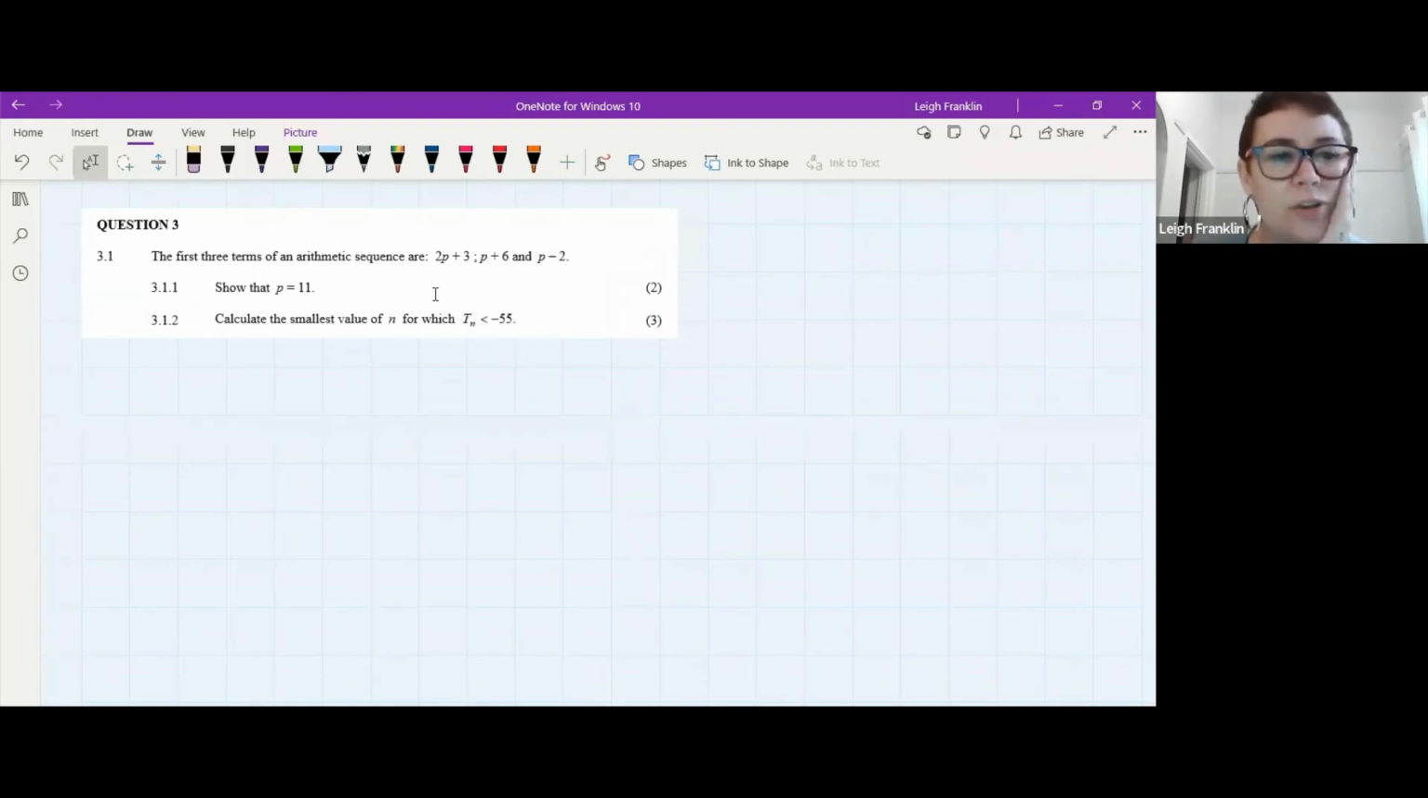The first three terms of an arithmetic sequence are 2p plus 3, p plus 6, and p minus 2, right? First thing that they tell us is show that p equals 11. How are we going to do that? How am I going to show that p equals 11? Go for it, Siatemba.